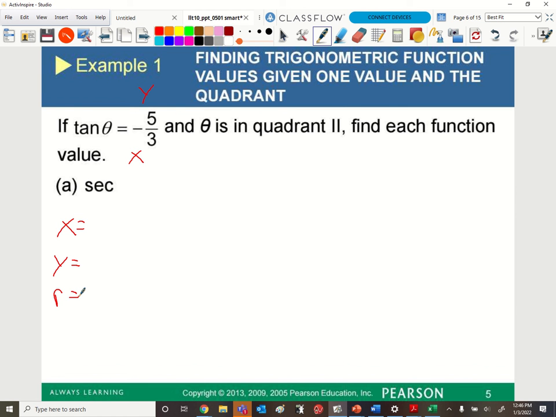Now, one of these has to be negative, but not both of them. One of them has to be negative. This right here, r, is always going to be positive.